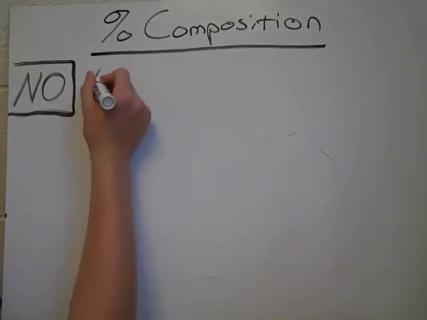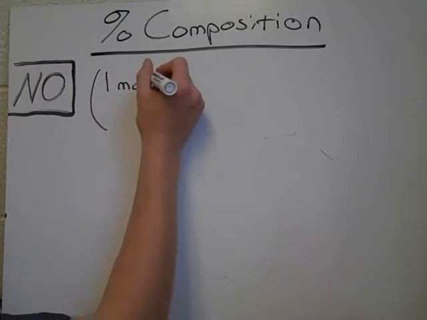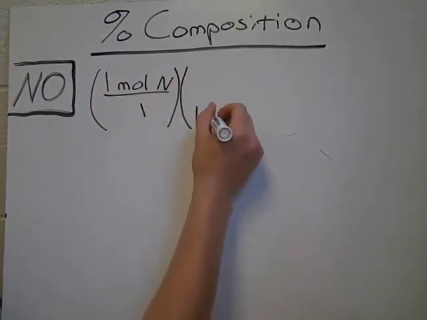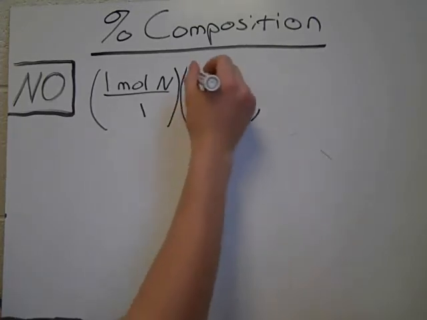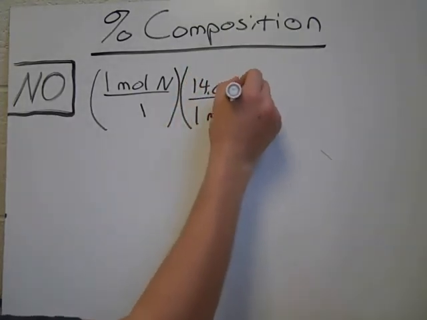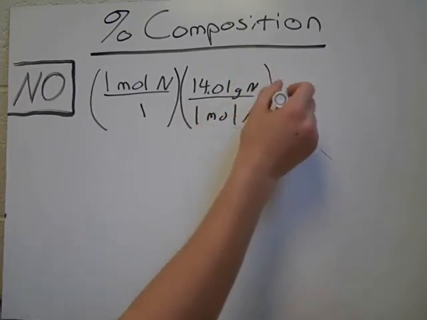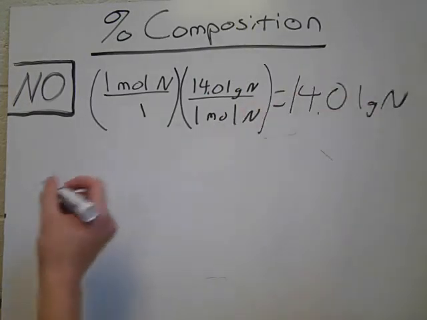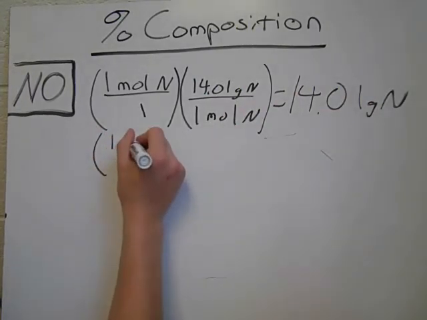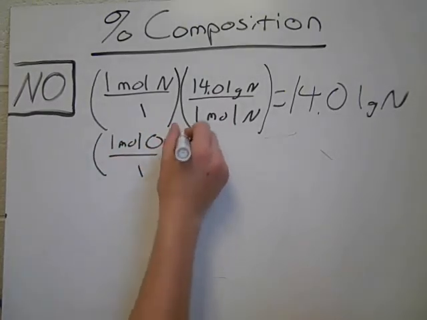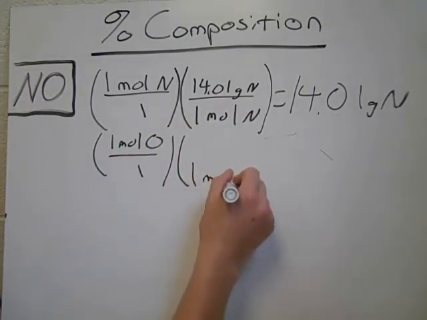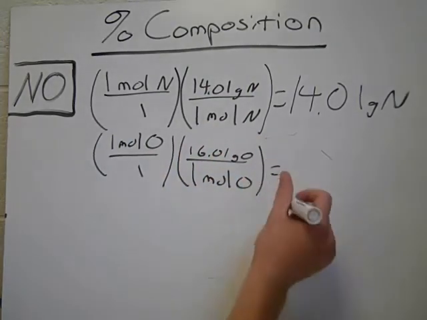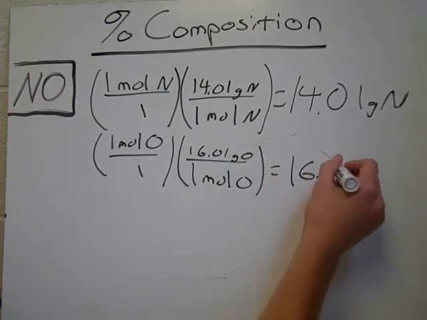So you go 1 mole N over 1, and then 1 mole of N is equal to 14.01 grams of N. You find it on your periodic table. So this is going to be 14.01 grams. And then you do the same thing with oxygen. 1 mole of oxygen over 1. 1 mole of oxygen is equal to 16.01 grams. So that gives you 16.01 grams.